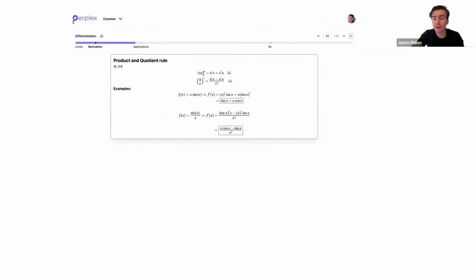If I have u divided by v and I take the derivative, that's equal to u prime v. When I say u prime, I mean the derivative. I'm going to start using that as a bit of a shorthand notation. I have u prime v minus v prime u, divided by v squared.